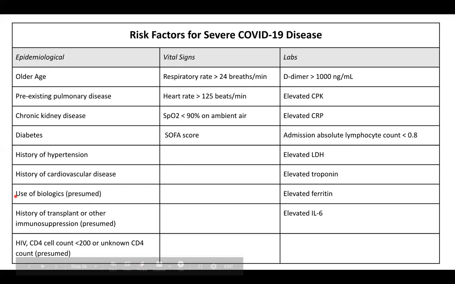In terms of vital signs, these are some of the vital sign abnormalities that have been associated with severe disease. And then there's a number of laboratory markers that seem to be associated with severe or worse presentations, and I list a lot of them here. Next slide, please.